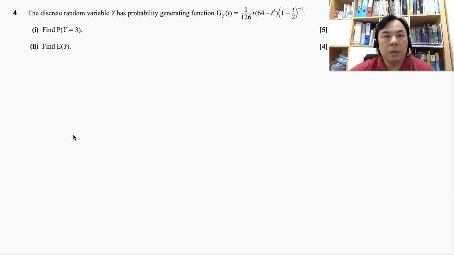Right, question 4. The discrete random variable Y has a probability generating function given by this function here. Now the first question we need to find out is its specific probability at Y equal to 3. Then next we're going to find its expected value E[Y] here. Now to recap, all the probability generating functions can be defined based on the definitions. So in this case, since we are dealing with Y, the definition for the probability generating function of Y here is given by this expected value notation, which is E[t^Y] here.